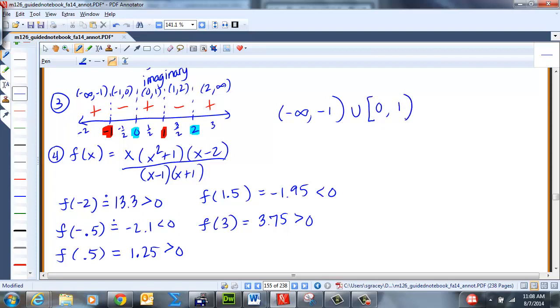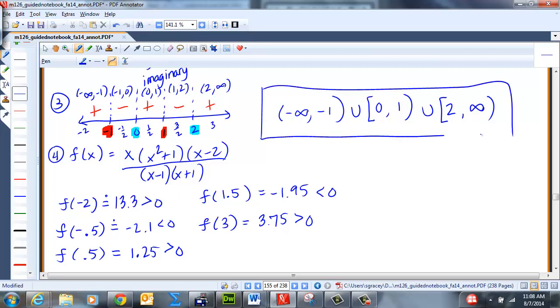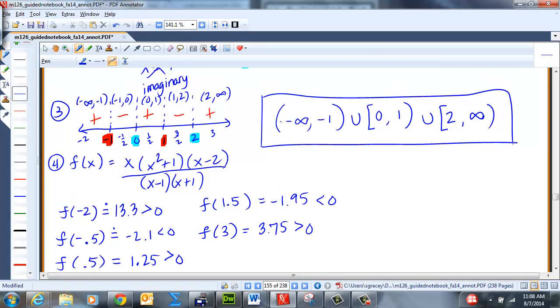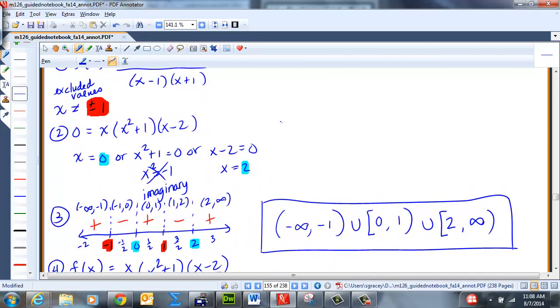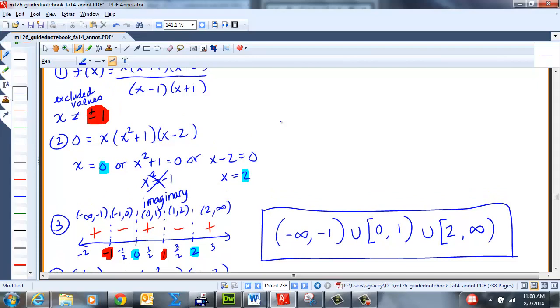And then our last one will be union. We include 2 because 2 was a zero, and we go to infinity. And remember, positive infinity and negative infinity always have parentheses around them. Okay? All right. So now we'll just do the graph to check our work, and then you'll be all done.